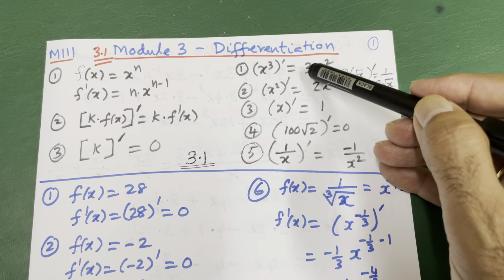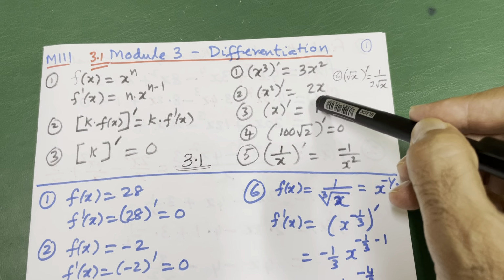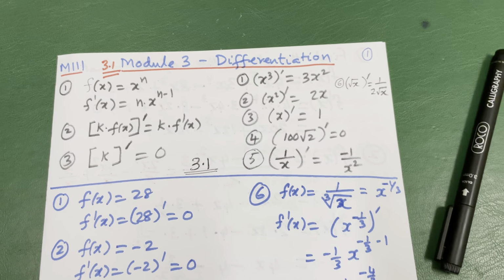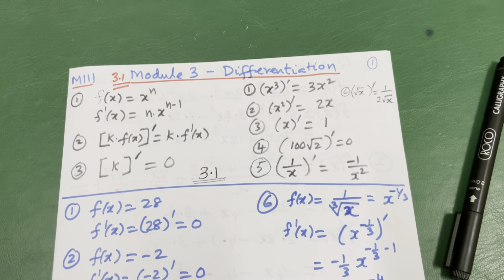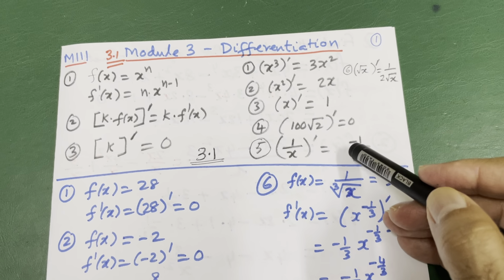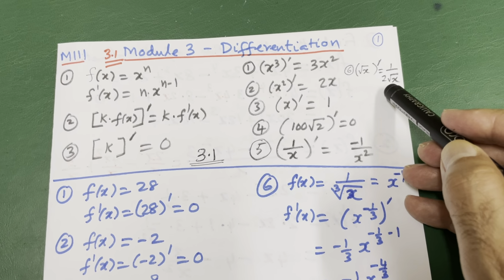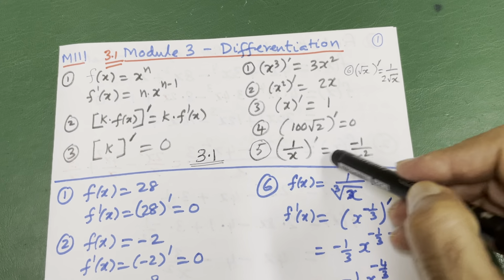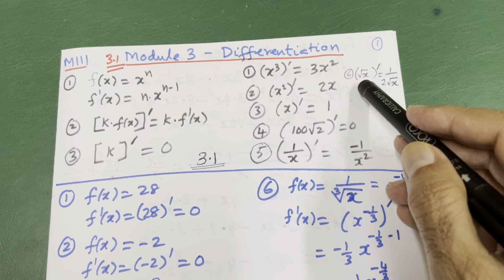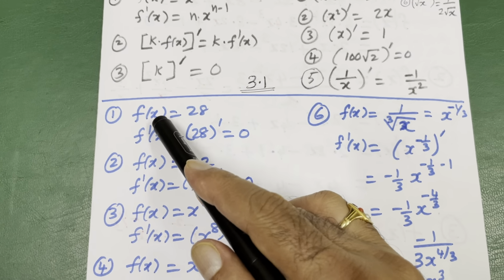Like x cube derivative is 3x square, x square derivative is 2x, x derivative is 1, and constant derivative is 0. Then 1 over x derivative is minus 1 over x square. Similarly, root x derivative is 1 over 2 root x. This is very, very important. You have to remember 1 over x derivative is minus 1 over x square, and root x derivative is 1 over 2 root x.